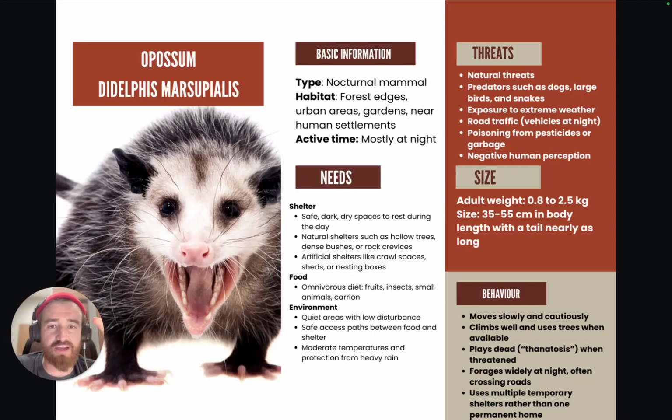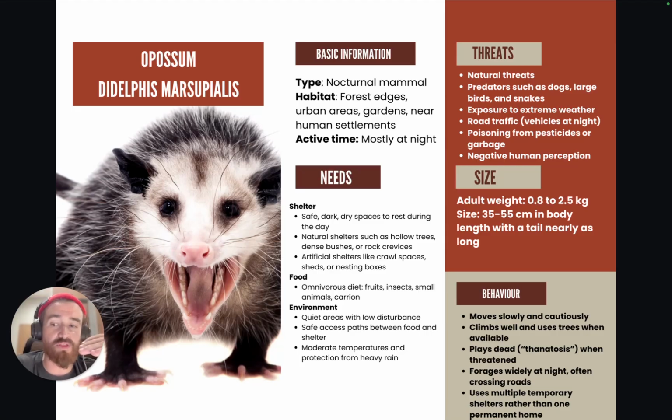The second thing you will have to write and research is the needs. What are the needs of your animal, of your pollinator? In this case, my opossum is not a pollinator, but you will have to research what are the needs of the pollinator, okay? Needs in terms of shelter, food, and environment. So for example, my opossum needs a safe, dark, and dry space to rest during the day, natural shelters such as hollow trees, dense bushes, or rock crevices, or artificial shelters like crawl spaces, sheds, nesting boxes.